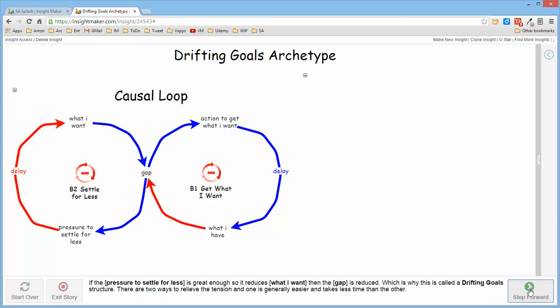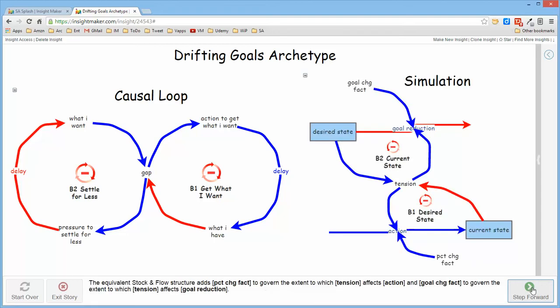So it's the difference between how long it takes, that's why this delay is in here, to move what I have in the direction of what I want, which may take days, weeks, months, or years. And the alternative is the other balancing loop, which attempts to move what I want in the direction of what I have, so that pressure to settle for less, which is much easier to settle for less than it is to create more, typically. So if I'm really impatient and unable to deal with the tension that exists here, it's real easy to resolve simply by settling for less.